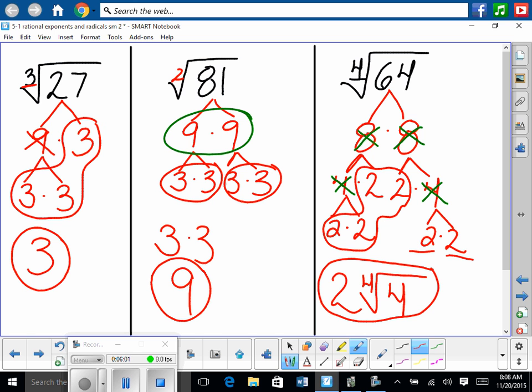Now let's all get out our graphing calculators, because I'm going to show you how you can type it in, even if it's not a square root. So you can type in cube root, you can type in the 4th root even. So let's go ahead and learn that. So everybody, graphing calculators, follow me through these steps, because it's a little bit interesting here.